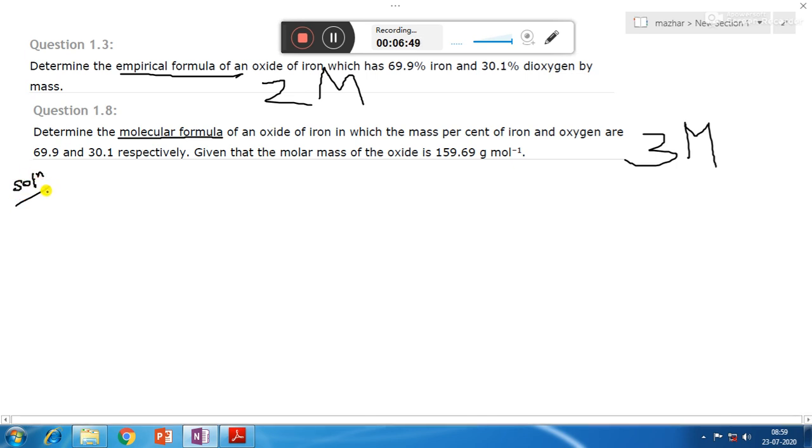So first of all we have to make a table. In that, in the first column we have to take element. So here we are having iron and oxygen as elements. So iron Fe, oxygen capital O.